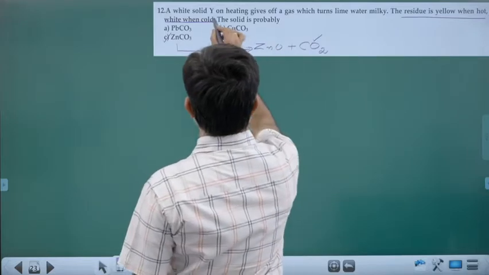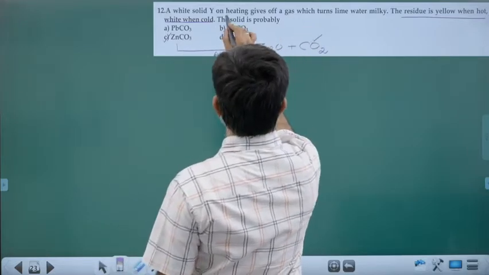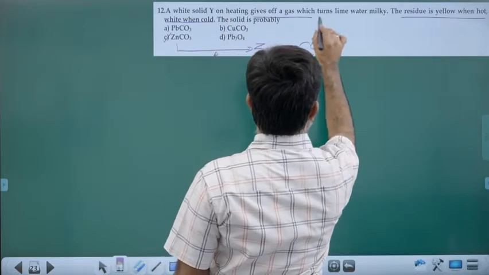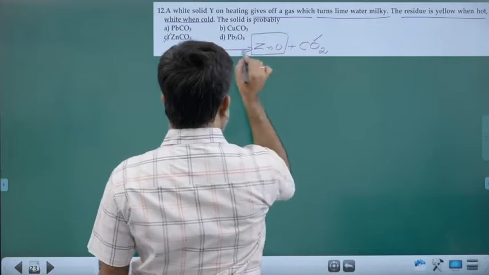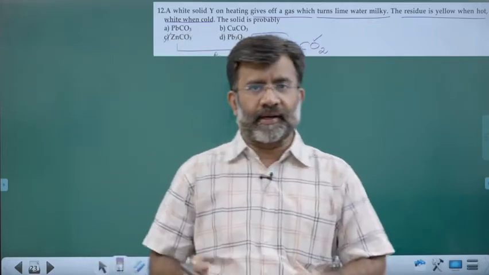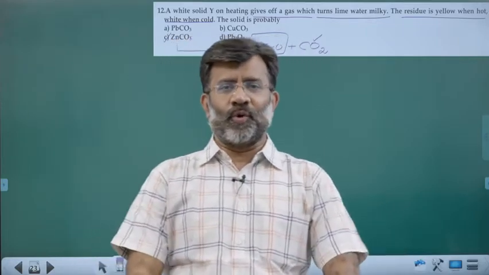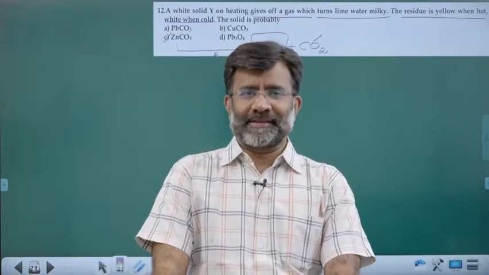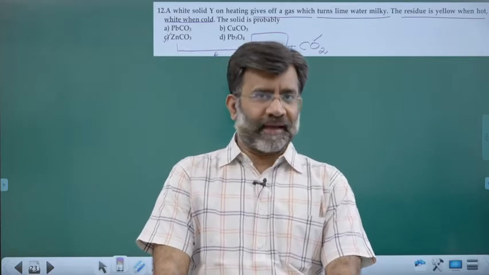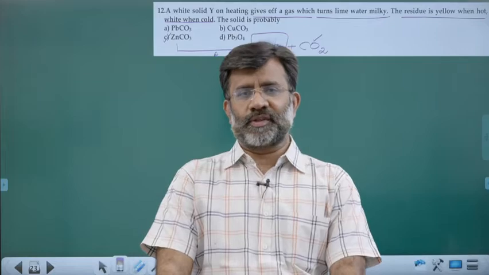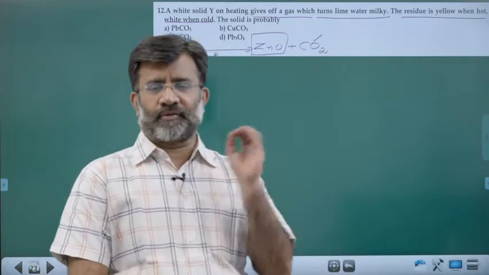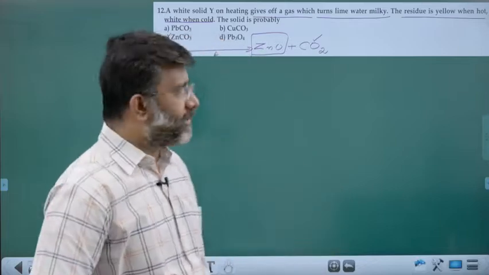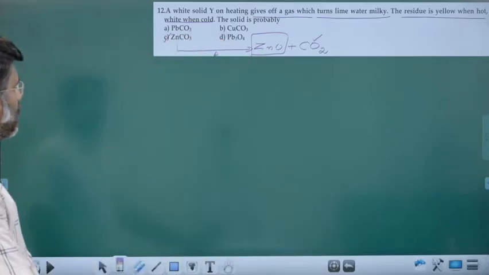And this is actually giving the gas which turns lime water milky. And we are talking about this. This is yellow when heated and white when cooled, and it is due to crystal defect. Zinc oxide, that's why it's known as philosopher's wool. Zinc oxide. And that information is enough to understand which is the correct choice. Option C.